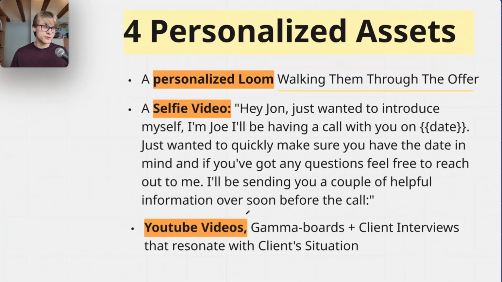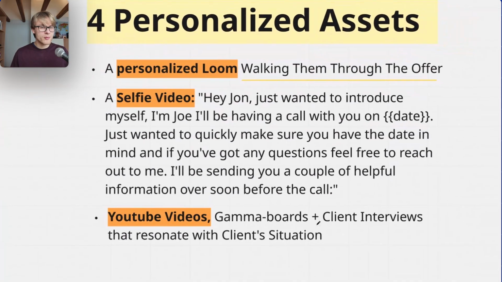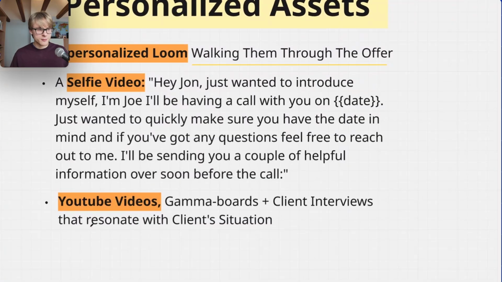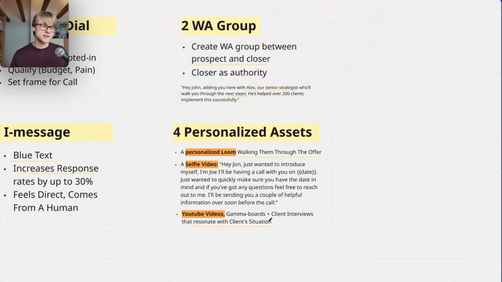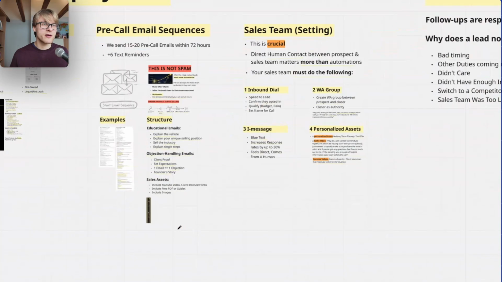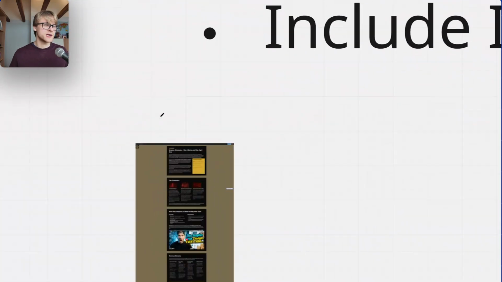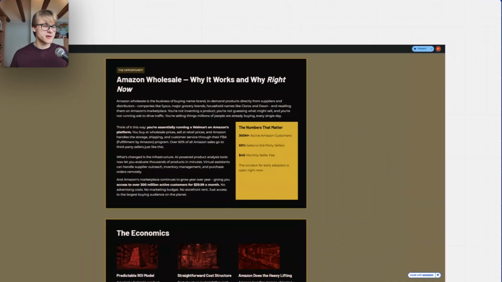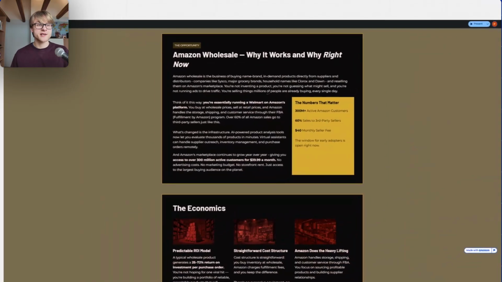And then the closer will send a couple of YouTube videos, Gamma boards, and client interviews that resonate with the client's situation. So if the client is 25 years old and currently starting his finance career, you want to send them a testimonial of another client who was also in finance and of quite a similar age. And Gamma boards as well. I think I forgot to run you through the Gamma board, because this is essentially what our closers send and what we include in our pre-call email sequences as well.